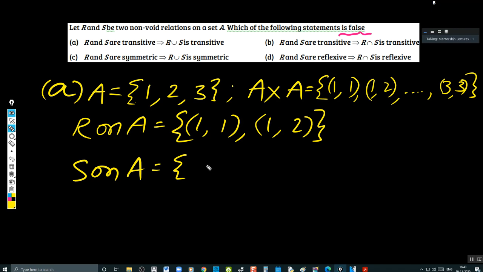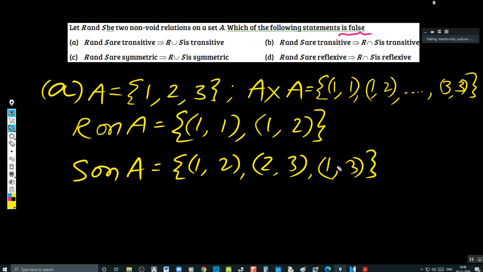Similarly, you take another one on A itself, otherwise no problem. I'll be taking this as something like (1,2), (2,3). If I take this, to make it transitive, what other element should be included? Anyone? To make it transitive, what other element should be included in this one? (1,3). Yes, it is transitive. (1,3) is also present.